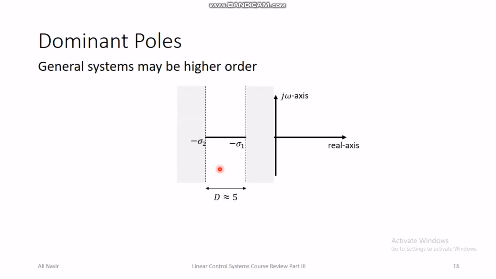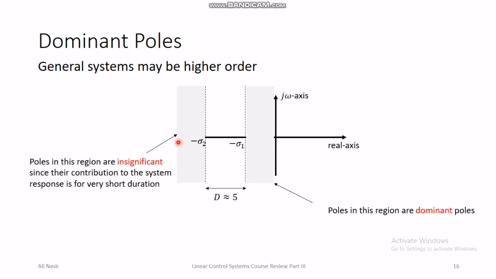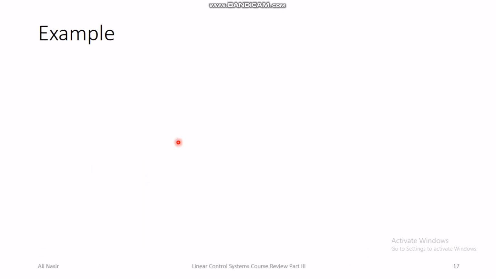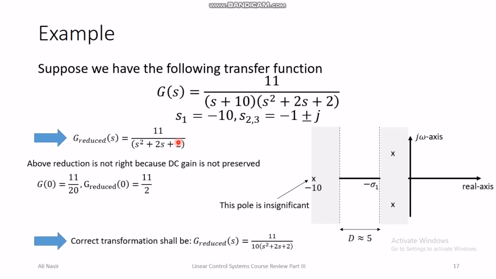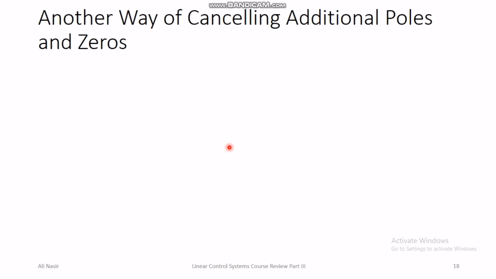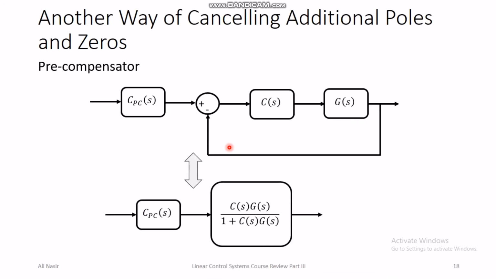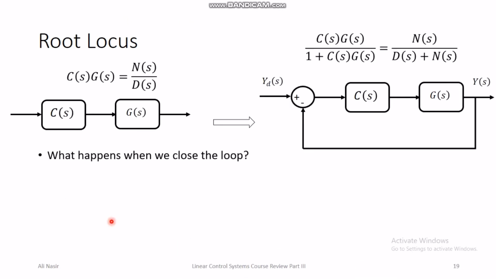Then there is the concept of dominant poles, which are close to the j omega axis, and insignificant poles, which are far away from the j omega axis. This theory can be used to reduce a higher order transfer function into a lower order transfer function if there is a case where there is a dominant pole and there is a clear insignificant pole. So you can drop the insignificant pole, but by preserving the DC gain of the transfer function. Then there is another way of cancelling poles and zeros, which is by pre-compensator design. And then there is root locus.